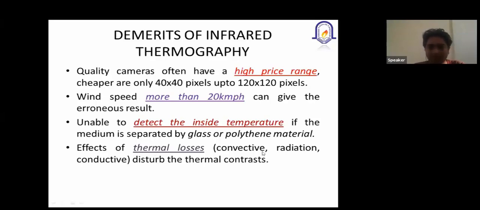Effect of thermal losses: conduction, radiation, and convection disturb the thermal conditions. Okay, now say for example, this is one object. This object gets the heat or the infrared energy. Whenever it gets the infrared energy, two things happen. First, it will absorb, and second, it will reflect. Whatever has been absorbed is not going to get into the thermogram. The things which get reflected from the object are going to get captured in the detector of the thermographic camera. Okay, so this is also one of the drawbacks of it.